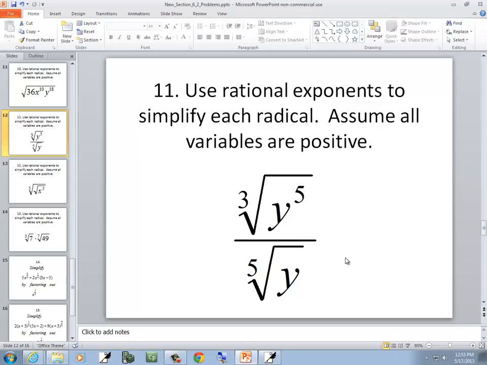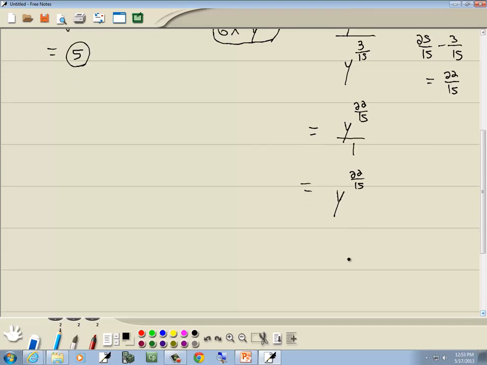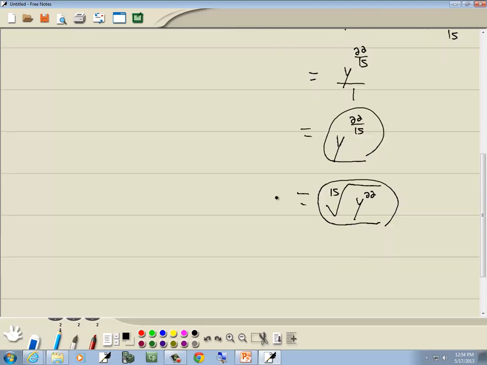Now the instructions don't really indicate whether to put it back in the radical form or not. So the answer might be that, or we could put it back into radical form like this. And since we really haven't talked about simplifying these, then that would be our answer. We're going to see, I think in the next section, you can actually bring a y out, because our index is 15. We're looking for 15 y's. Well, we have 22 y's, so we can bring 15 of those out in front as a single y.